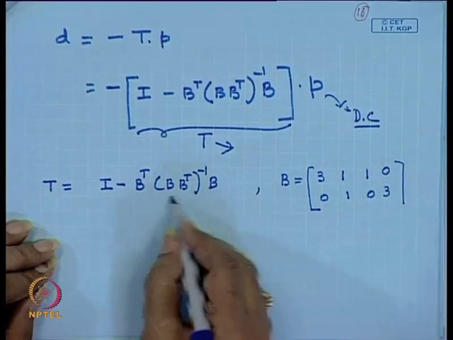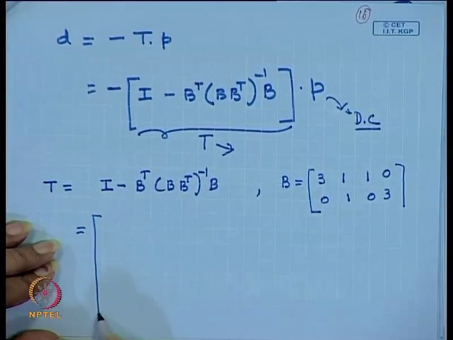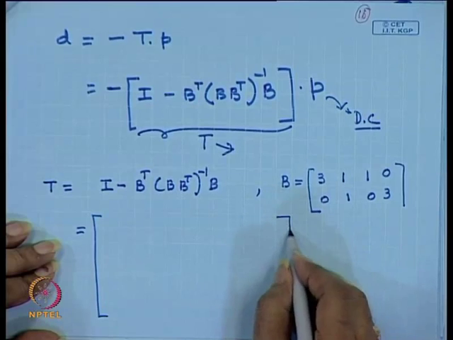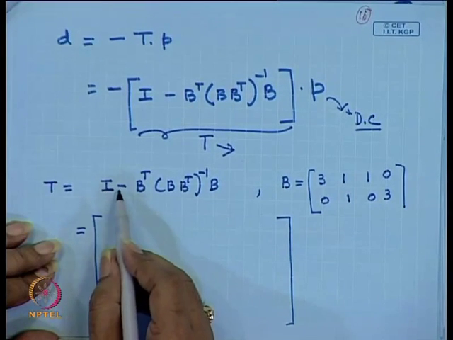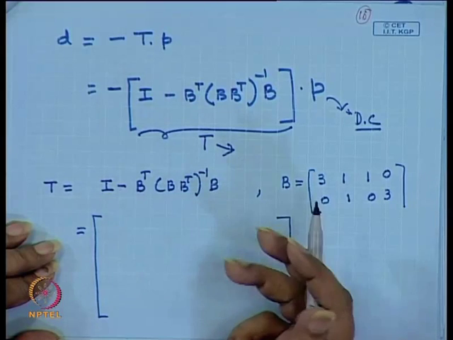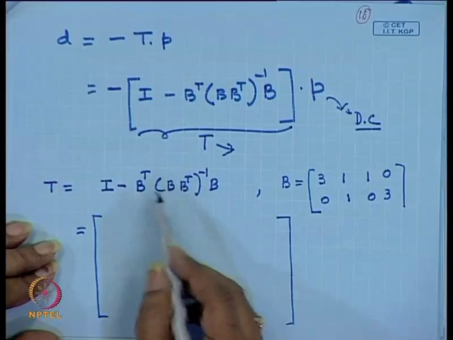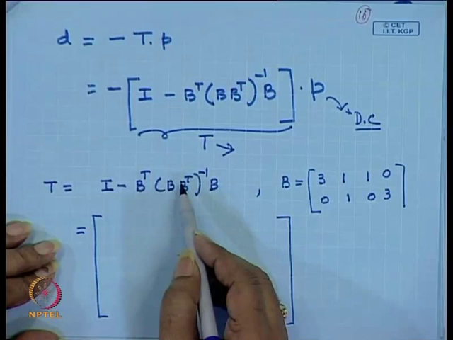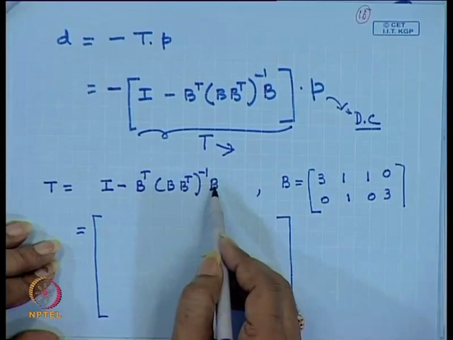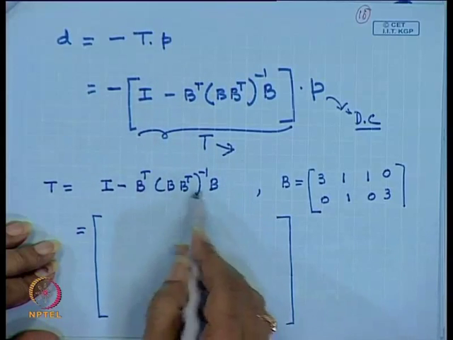So put the value of matrix B here. I am not computing in detail, and one can see this because I is a symmetric matrix minus another symmetric matrix results in a symmetric matrix. B B transpose is a symmetric matrix, and its inverse is a symmetric matrix. Then I multiplied by B transpose and B on both sides, which is also a symmetric matrix. So the result is a symmetric matrix.